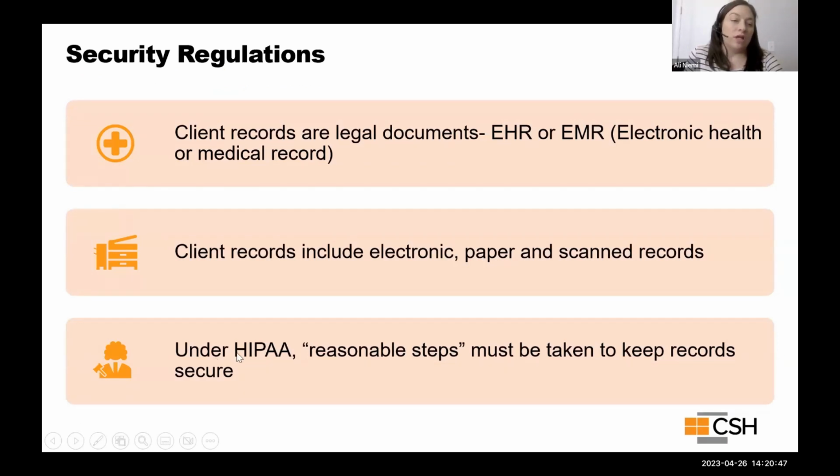So in terms of security, how to keep that information safe, you're going to want to ensure that all your client records are secure. They are legal documents, and they can include electronic documents like what's in your electronic health record or your medical record, but it also includes paper or scanned records. And under HIPAA, reasonable steps must be taken to keep the records secure, which we'll go through on the next slide.